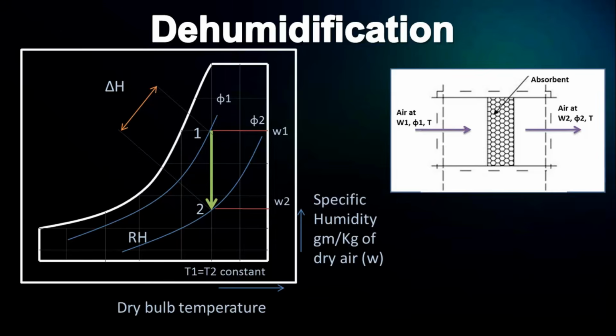Next, dehumidification. The dehumidification process can be shown on the psychrometric chart by a vertical line from 1 to 2 pointing downward, as shown in the figure. Here, the specific humidity decreases from W1 to W2, whereas dry bulb temperature remains constant. In this case, relative humidity also decreases from phi1 to phi2. The dehumidification process can be done by using chemicals like calcium chloride or silica gel. Air is passed through slabs of these chemicals which absorb moisture from the air, as shown in the figure.